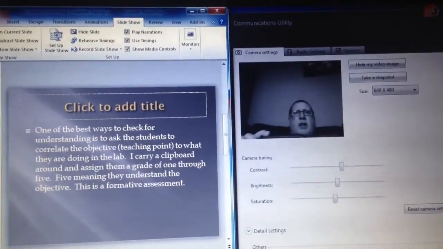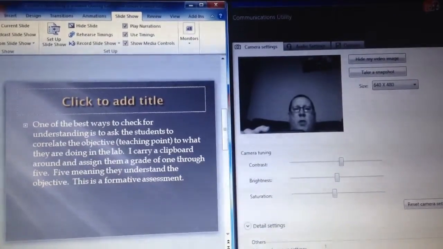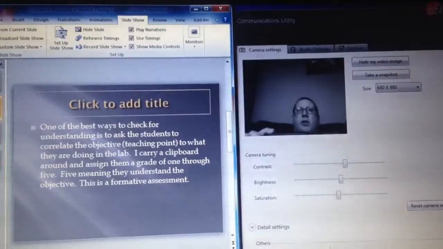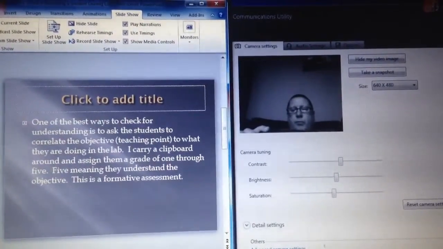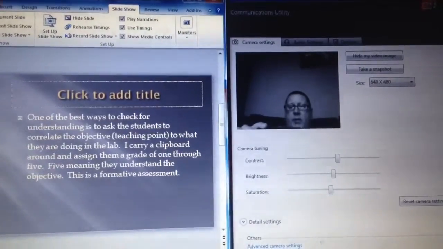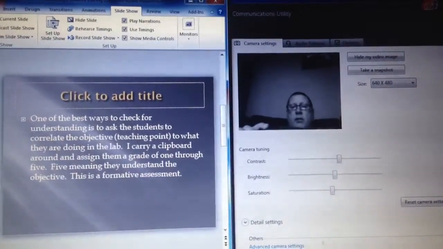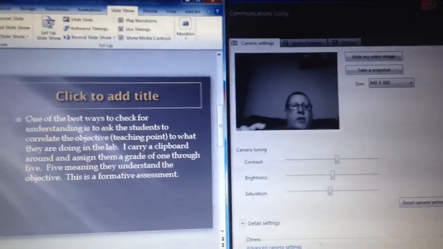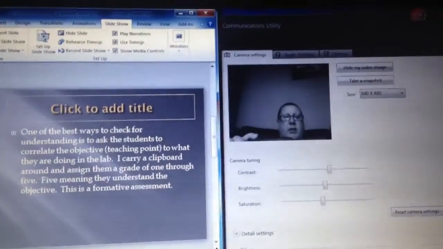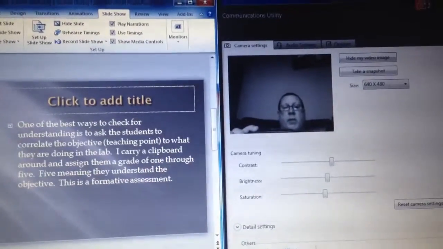One of the things that I will do is I'll walk around with a clipboard and I'll ask the students, can you correlate what we're doing yet to the teaching point? We call it the teaching point at my school. Some schools might call it an objective. And I'll assign them a grade 1 through 5, 5 meaning that they understand the objective. This is usually as a formative assessment.